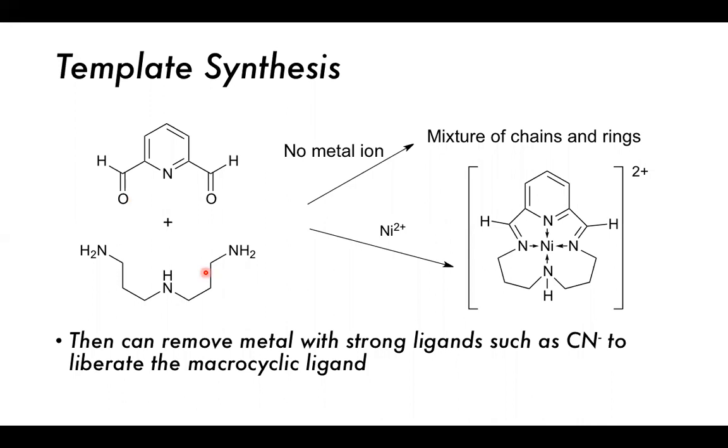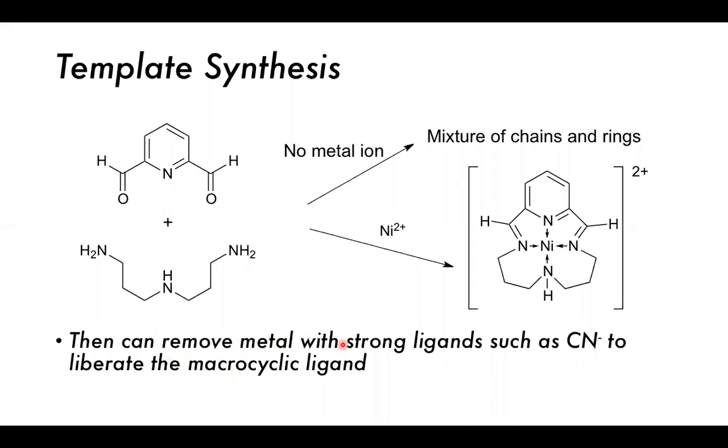And so that's exactly what you do. If you've got no metal ion, you get a mixture of chains and rings. But if you do have a metal ion, then the metal ion can sit in the middle and coordinate the oxygens here and the nitrogens here. Then the nitrogens can bind or react to form the imine whilst attached to the metal center, and that will cause the formation of the macrocycle to happen with much greater reliability.